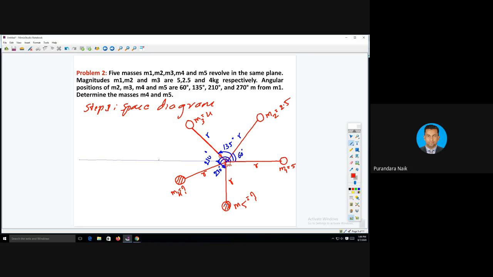Next is the front view. If you want to draw the front view, you can draw. Otherwise, you can leave it. No problem. Nobody will ask you, because it is a type of problem which is rotating on a single plane. So if you want to draw, you can draw, no problem. So I'm going to draw the shaft.